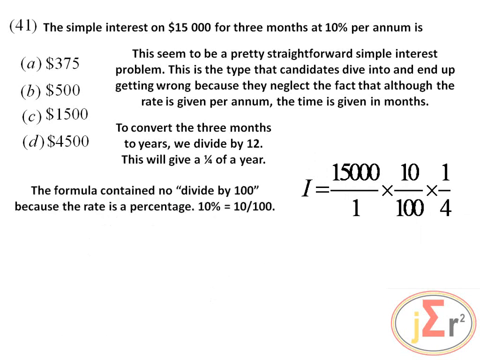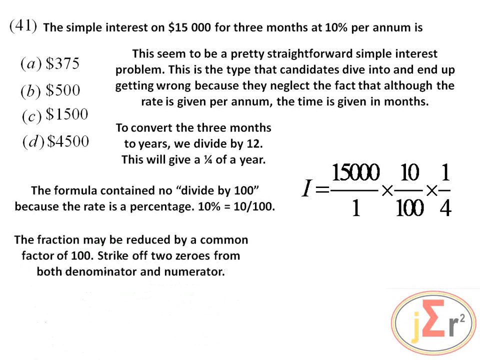The formula contained no divide by 100 because the rate is a percentage. So 10% is 10 divided by 100. When we include the rate, the 100 is automatically included. The fraction may be reduced by a common factor of 100, and that may be achieved by striking off 2 zeros from both denominator and numerator.